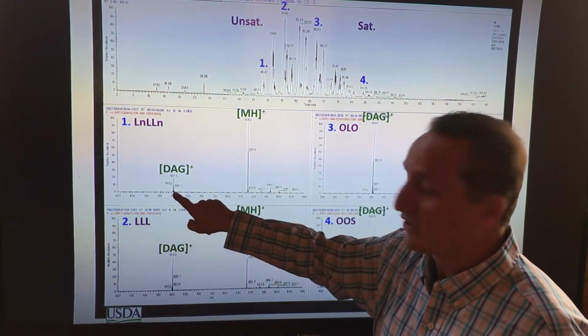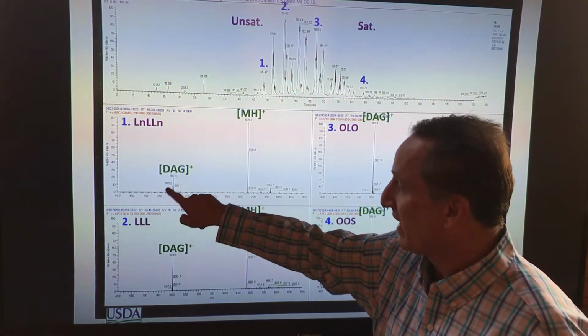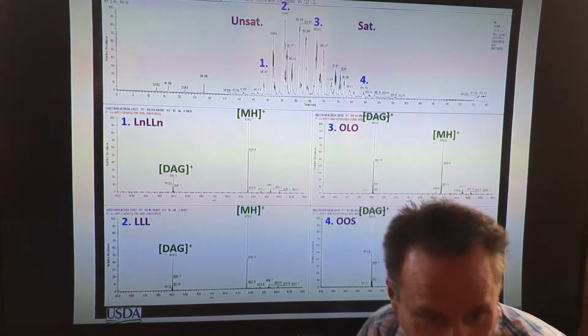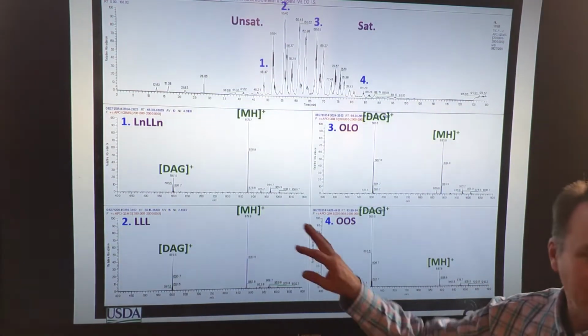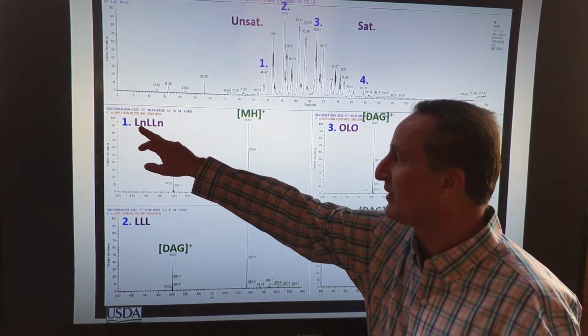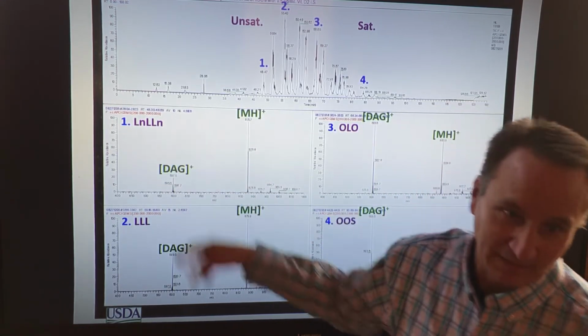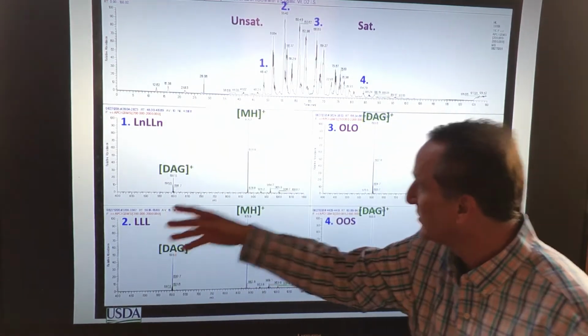And then it breaks into those fragments, those DAG fragments, and here are the DAG fragments. So these tell us about the structures of the fragments, so we can tell exactly what that molecule is. It's linolenic, 18:3, linoleic, 18:2, linolenic, 18:3. And so then each of these is a different fat.